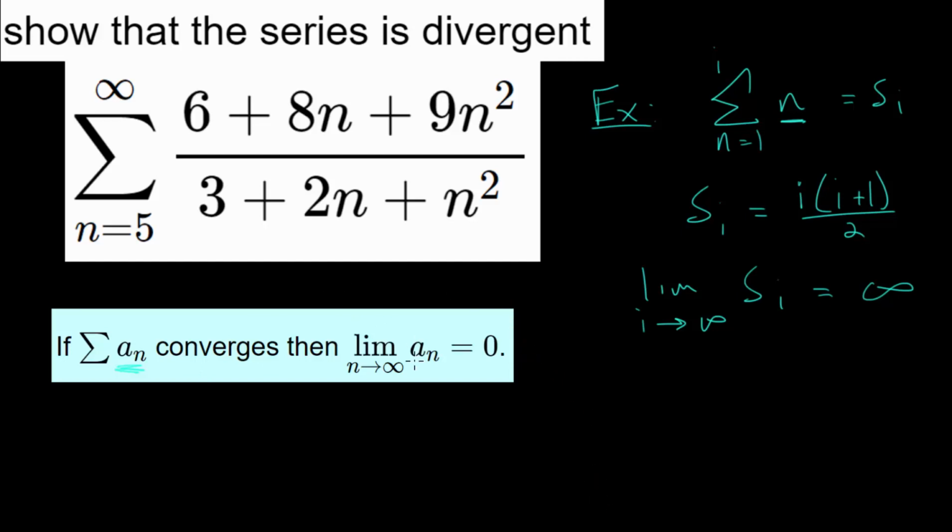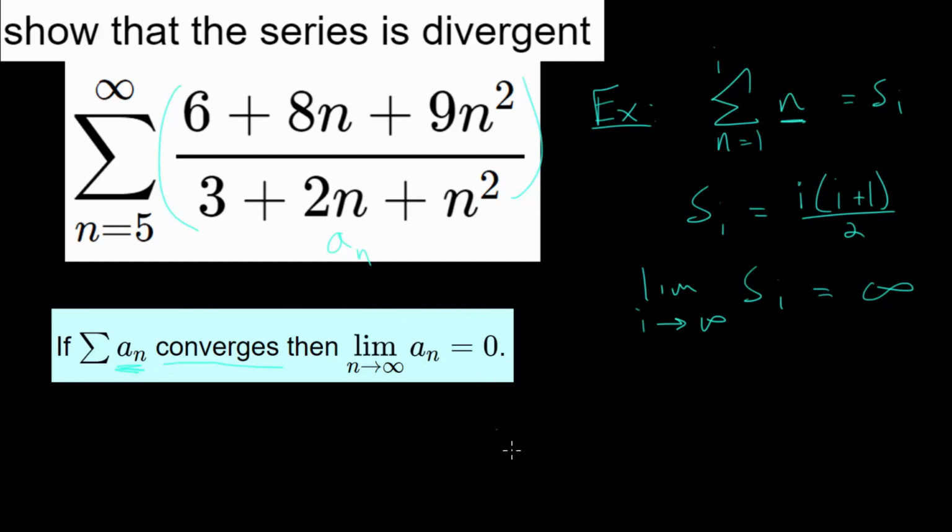And in this case, this right here is our a sub n. In this limit, if we can show that as n goes towards infinity, this does not approach 0, then we can conclude that it does not converge. So convergence guarantees that the terms get smaller and smaller and approach 0 as n goes towards infinity.